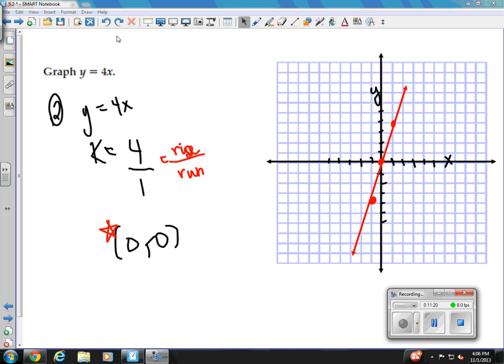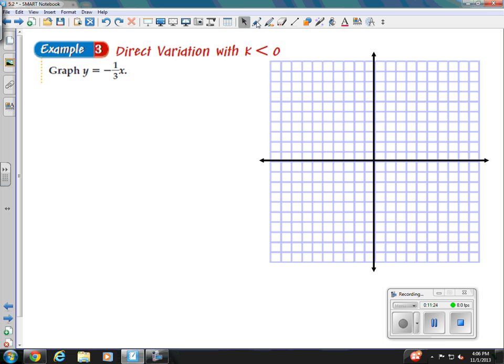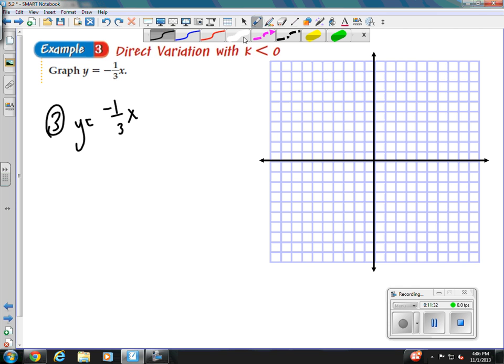Now, on to our third example. Example 3 has y equals negative 1/3 x. So once again, first step, find our slope, which is k, and it's the number beside our x, so negative 1/3.